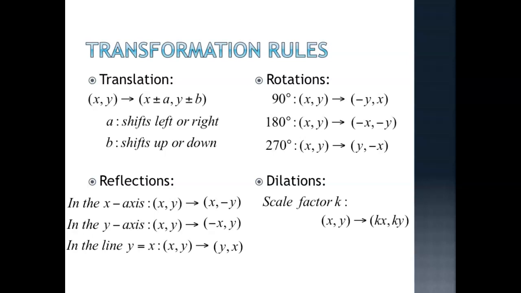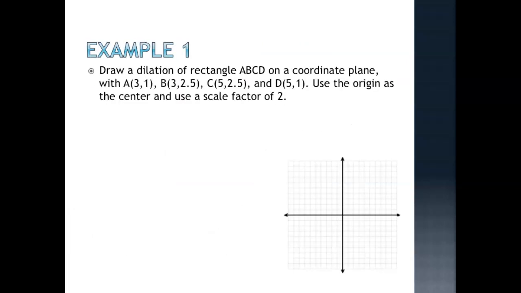Okay, let's take a look at example 1. Draw a dilation of rectangle ABCD on a coordinate plane, with A being 3, 1, B is 3, 2.5, C is 5, 2.5, and D is 5, 1. Use the origin as the center and use a scale factor of 2. Generally with all the dilations we're going to be doing, you're going to be using the origin as the center. That's what the rule is telling you.